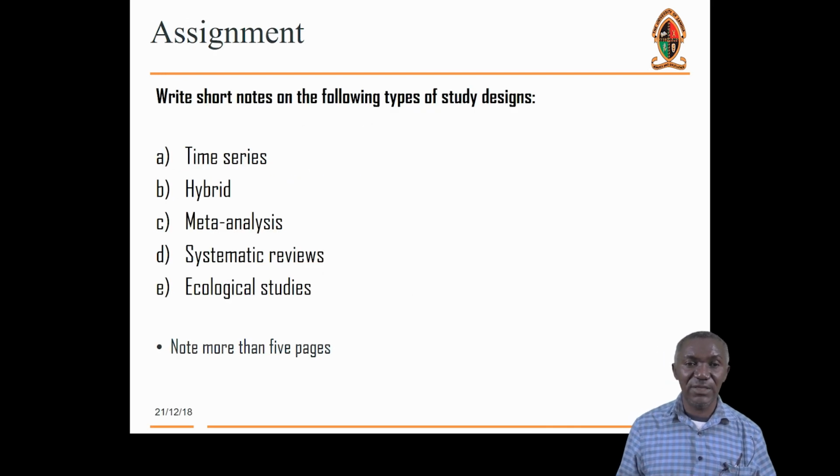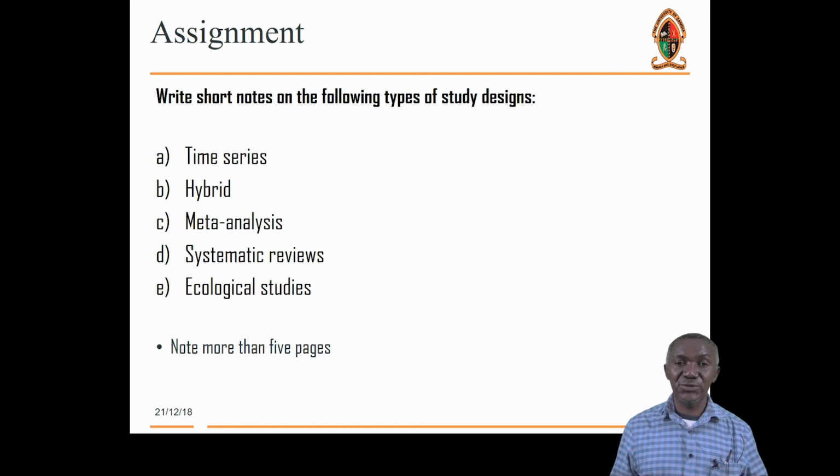I want you to work on this assignment. I want you to write some brief notes on a time series study, brief notes on a hybrid study design, brief notes on meta-analysis, and also on systematic reviews and ecological studies. The total number of pages should be not more than 5 pages. So write brief notes on these types of study designs, and then submit within the coming few days. Okay, and this has to be not more than 5 pages.